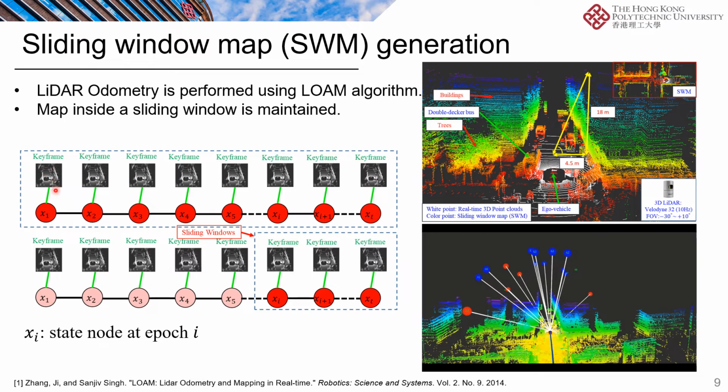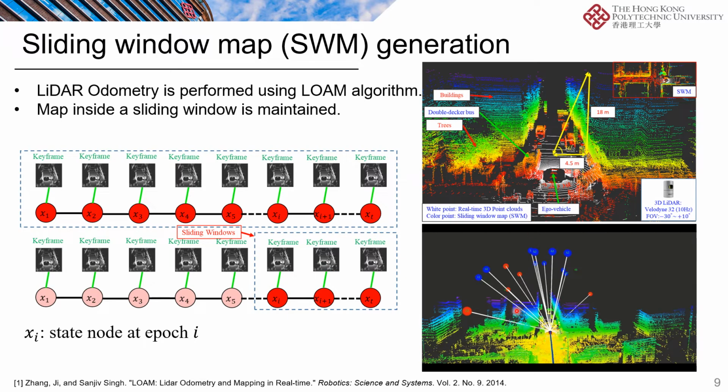At each epoch, we get a real-time point cloud. We use LiDAR odometry based on the LOAM algorithm to get the transformation between each two frames, and then we accumulate the motion to get the map. However, to detect NLOS, we only need to care about the point cloud surrounding us, about 500 meters. Therefore, we only keep the keyframes, keeping the map inside a small sliding window.